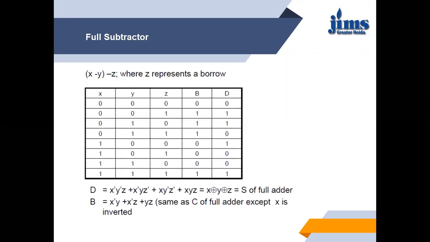So with the help of the truth table, with the help of the K map, we find out the expression for difference comes to be X XOR Y XOR Z. That is again equal to the sum of the full adder, and borrow comes to be X bar Y plus X bar Z plus YZ. So it is exactly equal to the carry as in the full adder, except that X is inverted or X is replaced by X bar. So you can do it yourself. Draw the truth table, draw the K map, one for B and one for D, and you will find out that the difference and borrow will come in such a way.